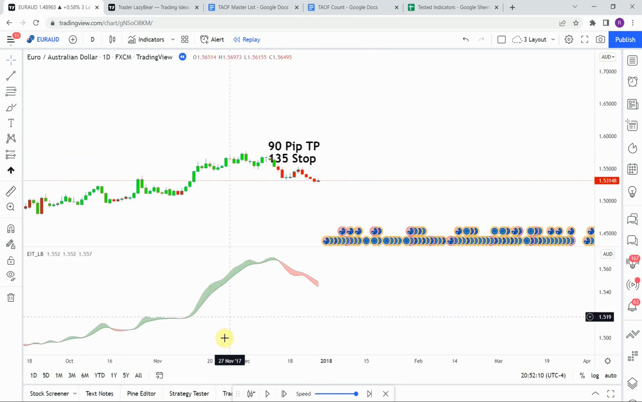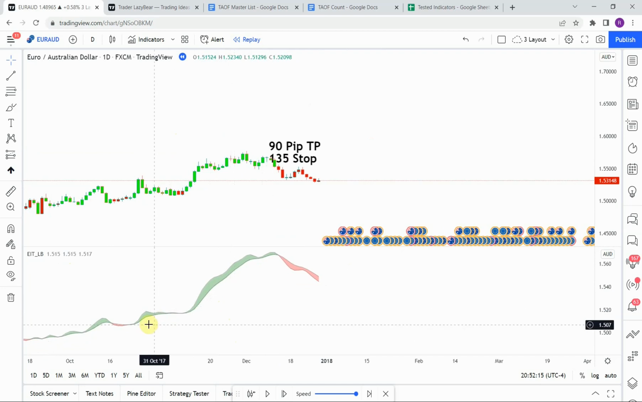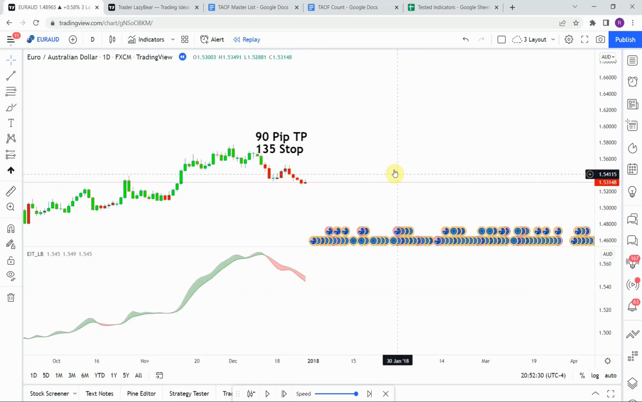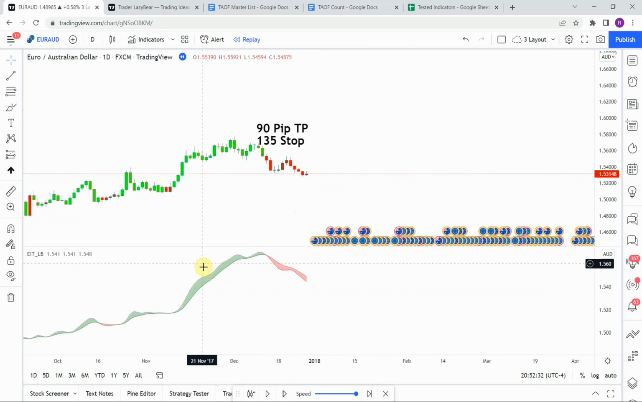And the setup, as you guessed on this, again, is pretty easy. When we get a green color or green bars, then we are going to go long. When we get a red color ribbon or red bars, we are then going to go short. And so that's the setup that we're looking for. Like I said, pretty simple. Let's go ahead and get on with the testing and see what we can get out of this.